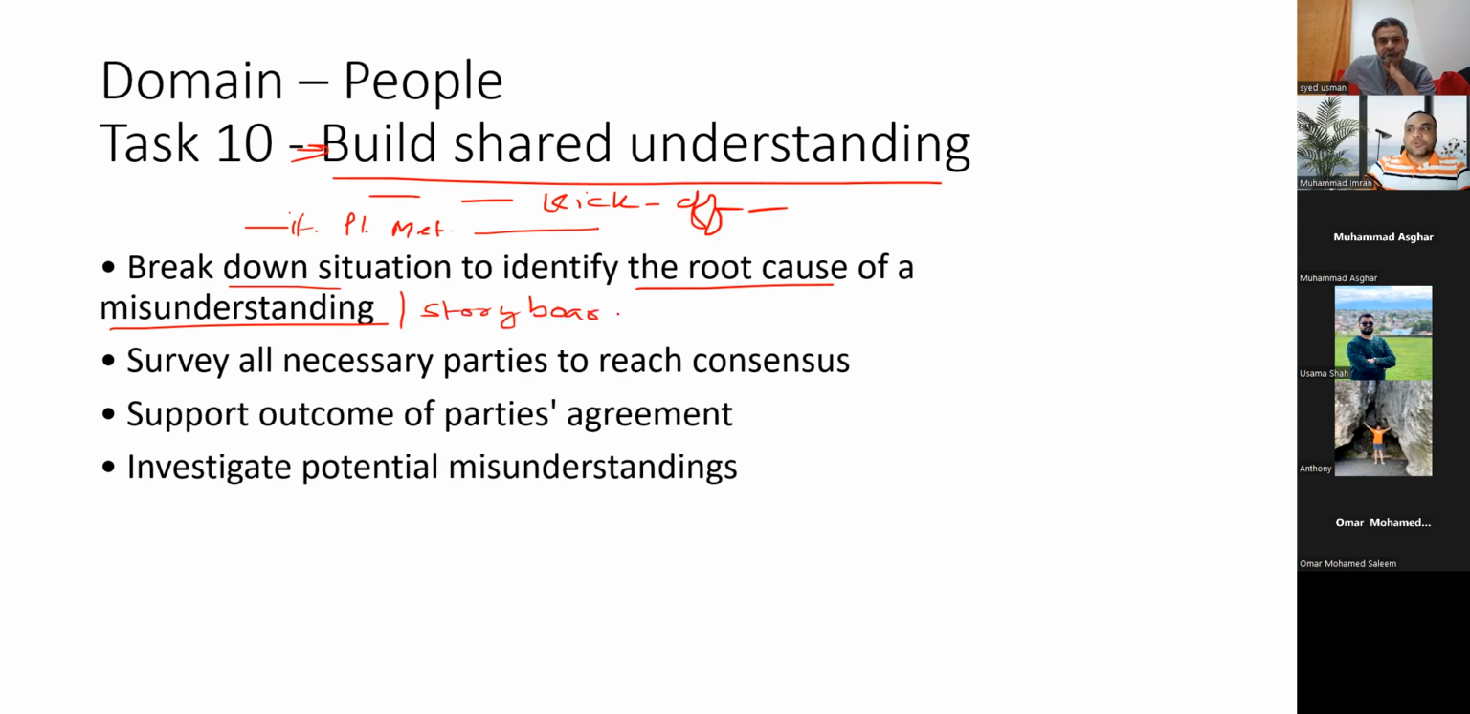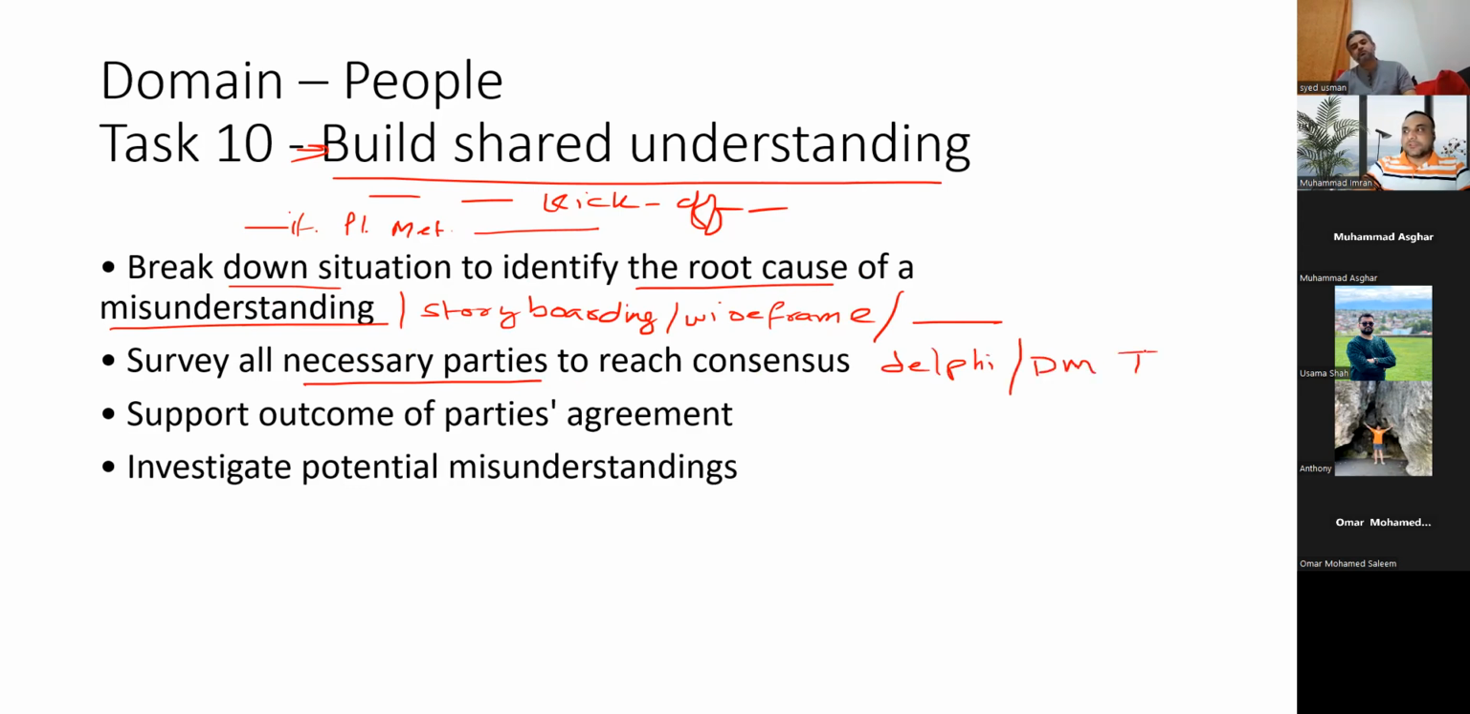What is storyboarding? You can coach and guide the team to use storyboarding, which means you can use wireframes to clarify the requirements, low fidelity, high fidelity, or a prototype. And once they have clear dimensions, you can survey all necessary parties, all relevant stakeholders, to reach consensus with the help of the Delphi technique or the decision-making techniques we discussed, like unanimous, majority, plurality, autocratic, fist of five, sideways, Roman voting.